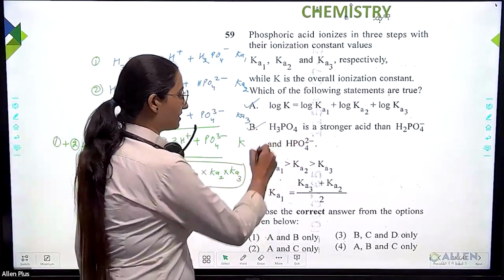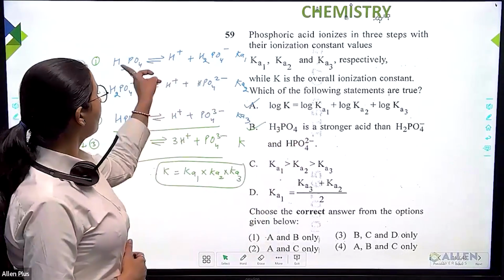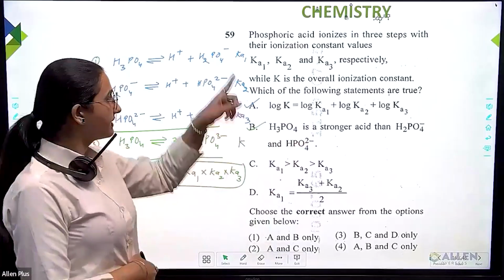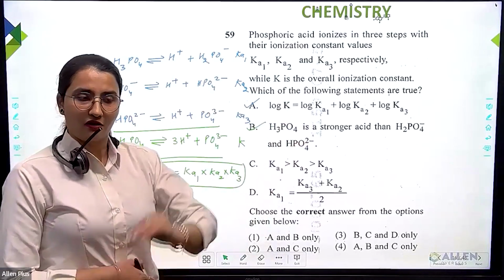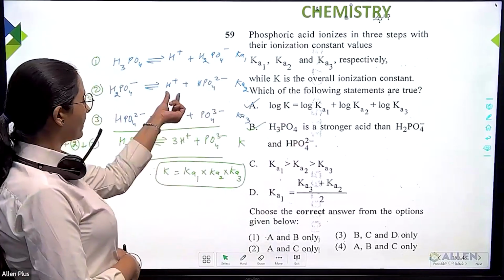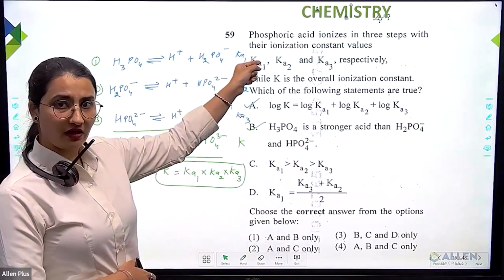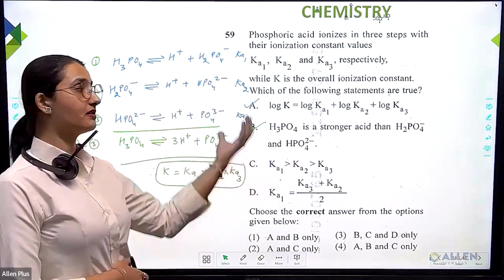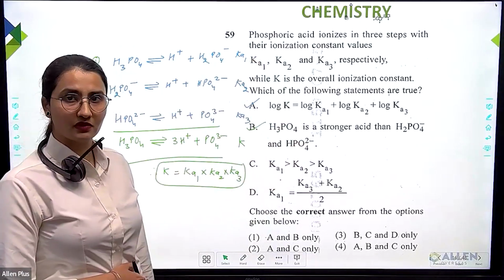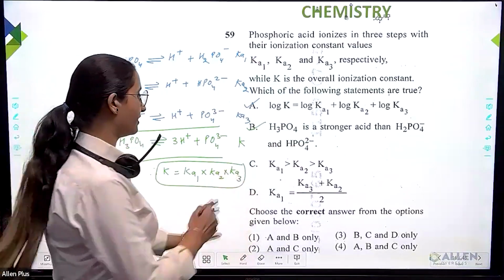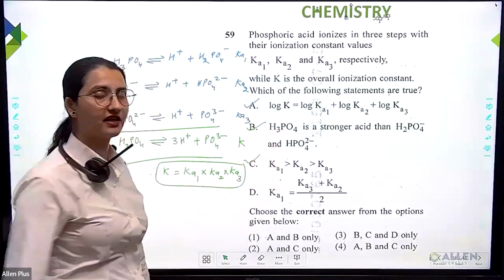Next, this is also right. Why? Students, after loss of one H+, a negative charge comes. Further dissociation and giving more H+ is difficult. So Ka2 would be lesser than Ka1 and Ka3 would be much lesser than Ka2. So this is right. Third is also the same way, a statement in a different way.